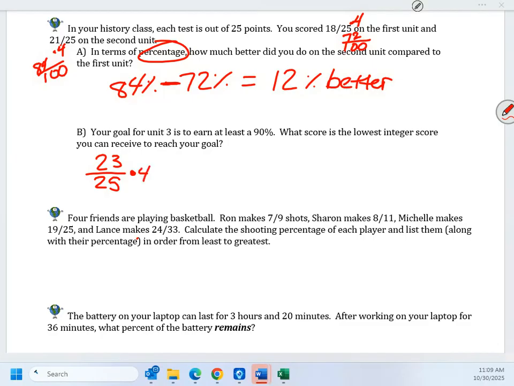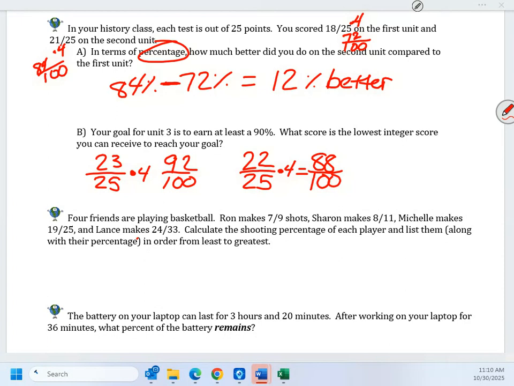So we know we multiply by 4 to have that 100 for a denominator. 23 times 4 is what? 92%. We need to be at 90%. So, okay, that's a little bit more. So I'm gonna check, well, what if I got 22 out of 25? Would that be at 90%? So let's look at 22 out of 25. Multiply that by 4. 25 times 4 is 100. 22 times 4 is only 88.